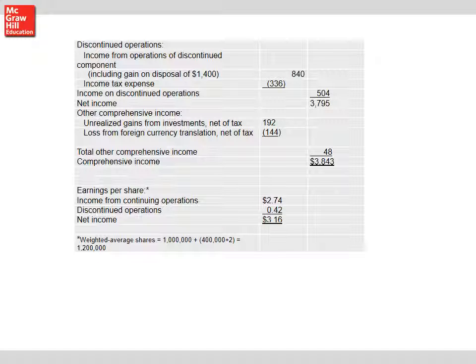So we take income from continuing operations divided by the 1.2 million gives you $2.74. Your income on discontinued operations of 504 divided by the 1.2 million gives us 42 cents. And then our net income of 3,795,000 divided by the 1.2 million weighted shares gives us $3.16. We do not compute earnings per share on comprehensive income.